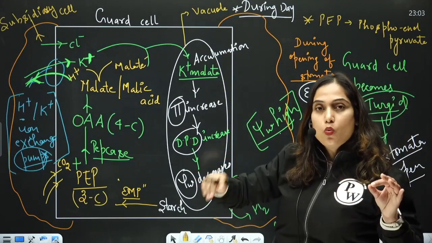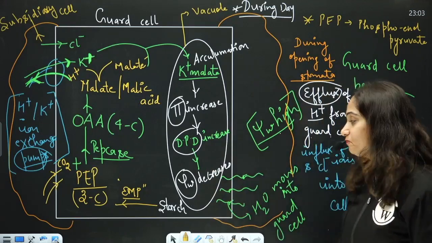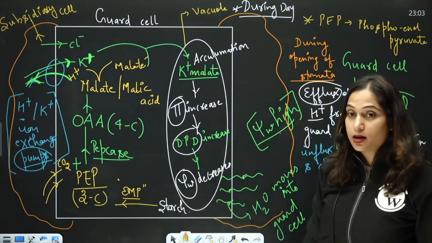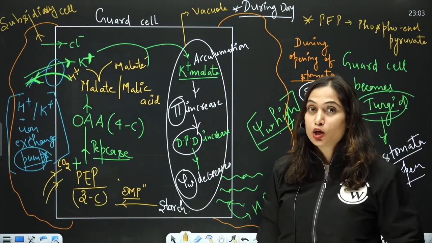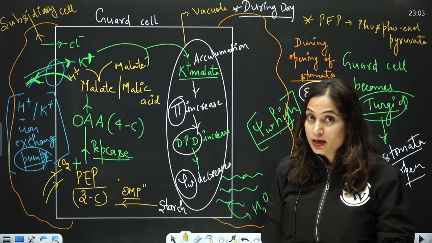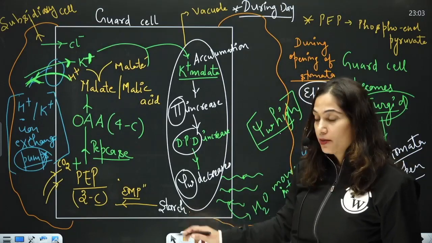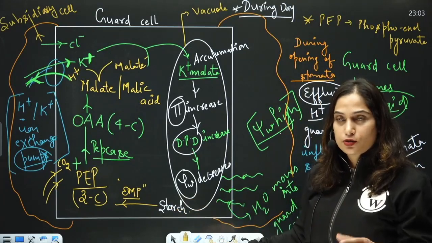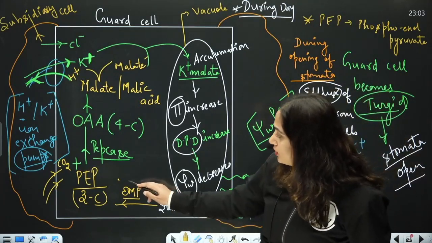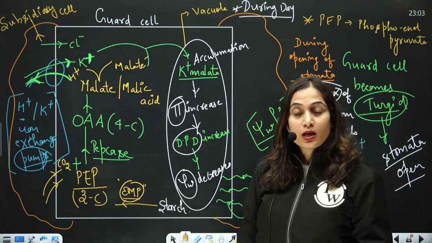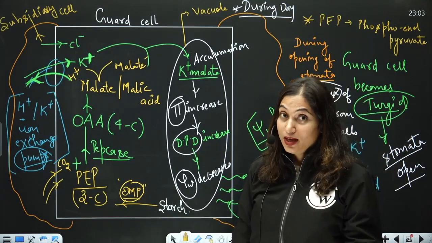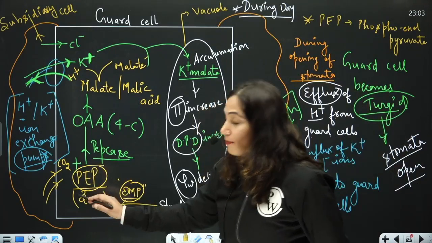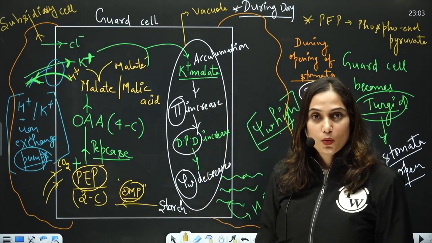Okay, what happens during the day is that the starch present in the guard cell, because you know the guard cell has chloroplast, so it will form food and the starch will be present over there. The starch will undergo hydrolysis, it will form glucose, and then it will undergo EMP. What is EMP? The Embden-Meyerhof pathway, the glycolysis. So what will be formed? PEP, that is phosphoenol pyruvate.